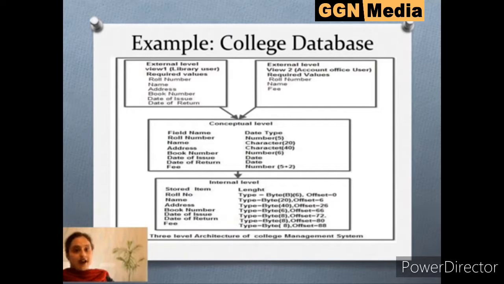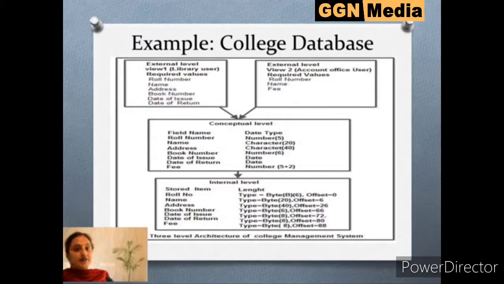This slide describes again the overall structure of DBMS with the help of an example of college database, in which first level, that is external level, consists of two users. One is library user who is interested in some fields of the database, and second user is account office user who is interested in some other portion of the database.